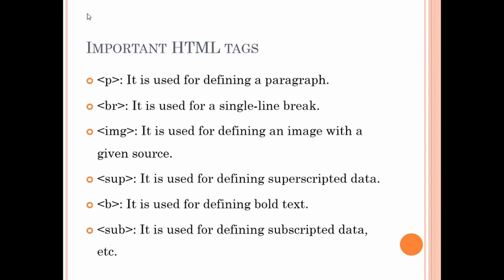Now let us look at some of the important HTML tags. First is the p tag. It's used to define a paragraph, which means all the strings can be included in terms of a paragraph inside this tag. Next is the br tag. It's used to give a single line break for the paragraph tags. Next is the img tag. It's used for defining an image with a given source. Next is the sup tag. It's used for defining superscripted data. Next is the b tag, which is used to give the bold effect for the given text or string. Next, the sub tag. It's used for defining subscripted data, etc.